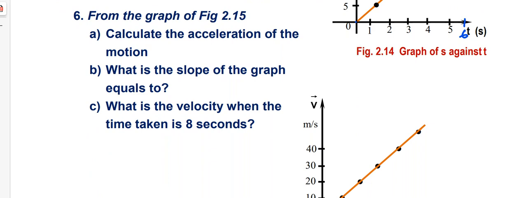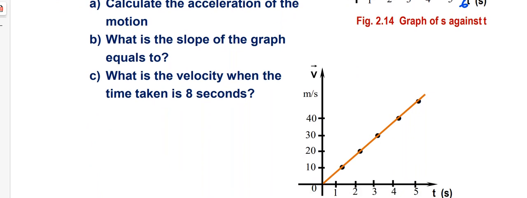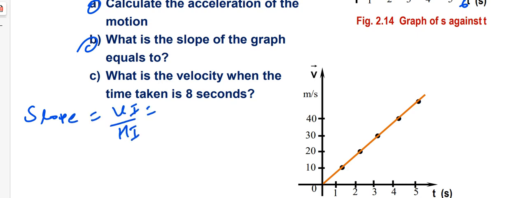Question number 6 says that from the graph, calculate the acceleration of the motion. What is the slope of the graph equal to, and what is the velocity? This is the same, so use it for A and B. Still you can use the formula of slope. Slope is vertical increase over horizontal increase.